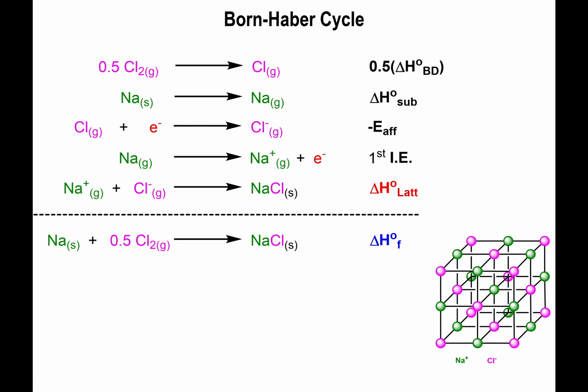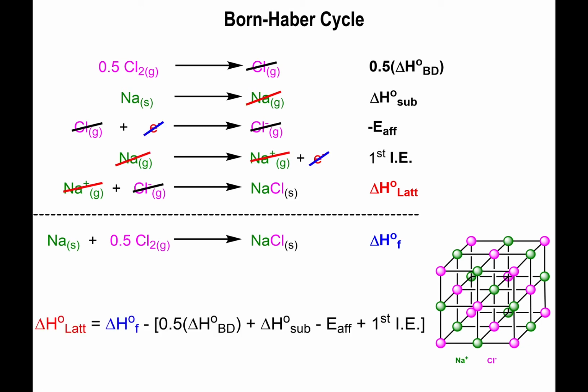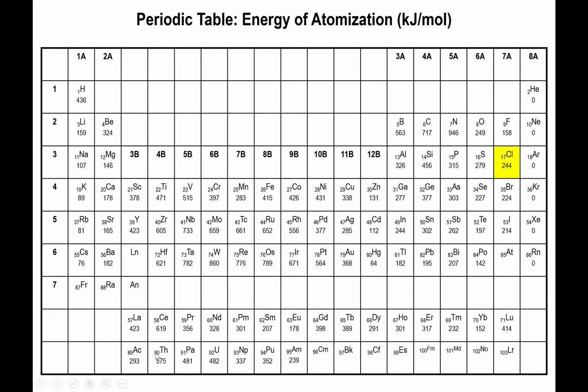So altogether, everything that you see here above the line, if you add it together, it's going to yield the enthalpy of formation. And you can see that everything else cancels out except for the components of the enthalpy of formation. So to yield the lattice enthalpy, what you need to do is add all the terms in black: the half enthalpy of bond dissociation, the enthalpy of sublimation, the negative of the electron affinity, and the first ionization energy of sodium. Add them all together and subtract them from the enthalpy of formation. That's how you find those values. And here's where you look up the values. Usually they'll be presented to you in the problem.